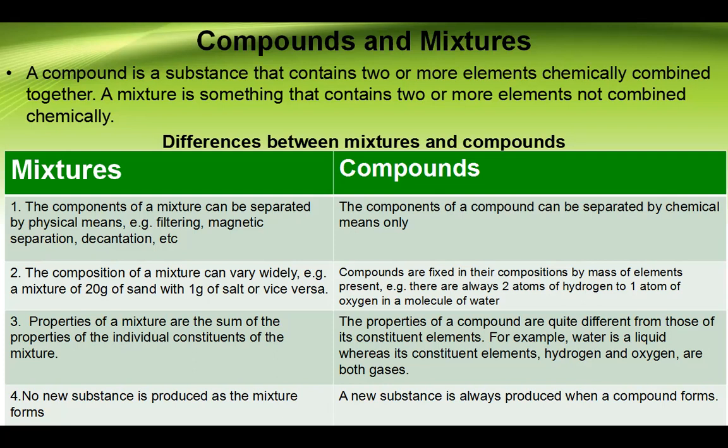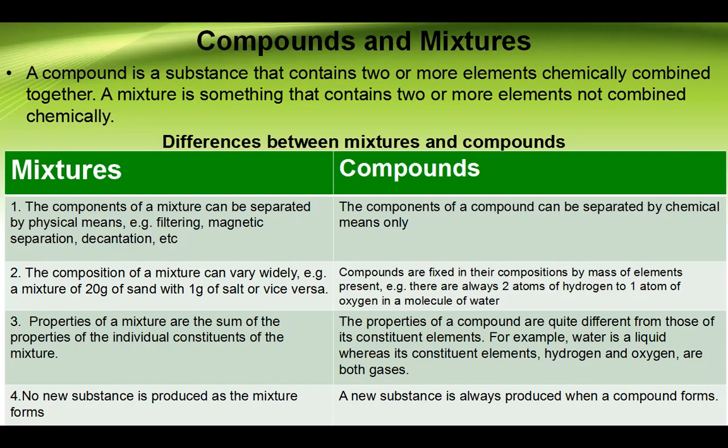While the compounds can be separated by chemical means only. Such chemical means may include, for example, those that require the altering of the chemical structure of the compounds. So the other difference is that the composition of a mixture can vary widely, or you can say that the composition of a mixture can be of any proportion.